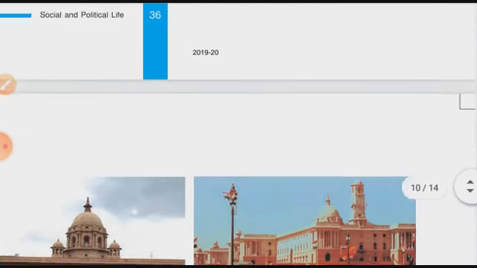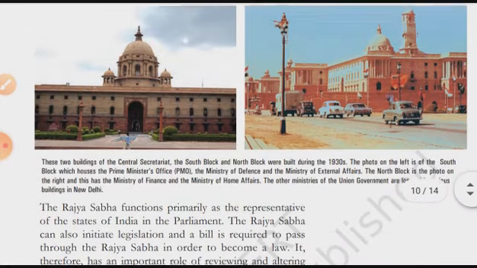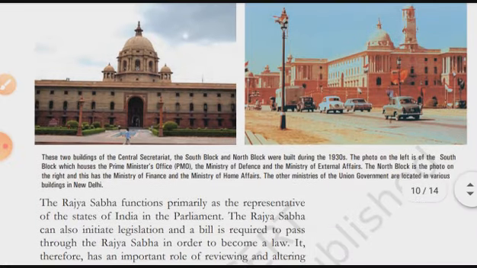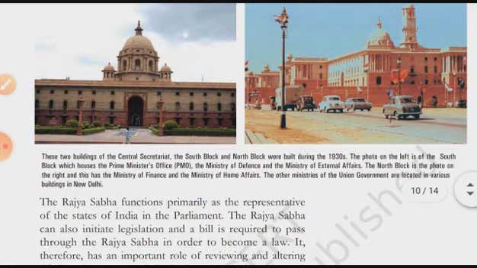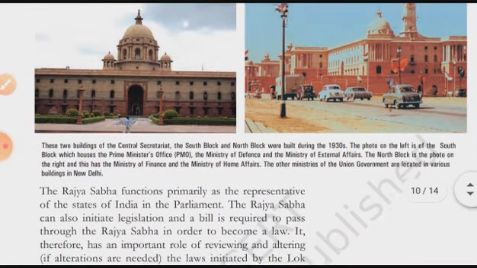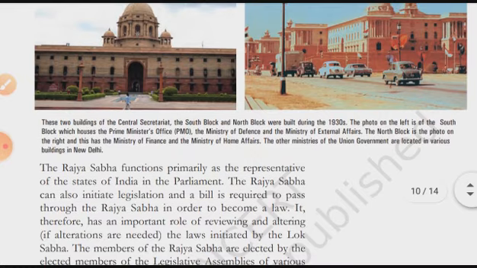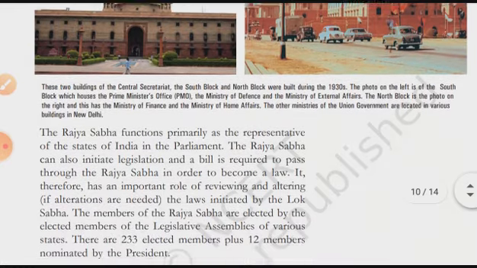Okay, then they have shown here two buildings, you can see. That is the Central Secretariat. The South Block and the North Block were built during the 1930s. You can see both the buildings, and the other ministries of the Union government are located in various buildings in New Delhi.